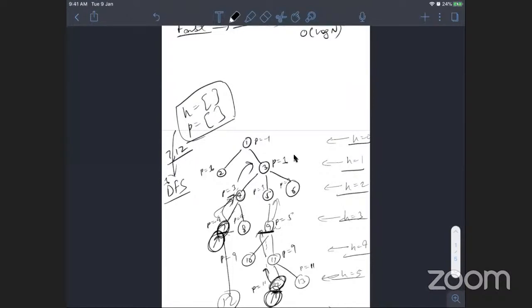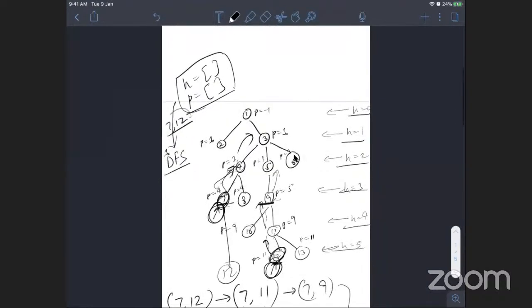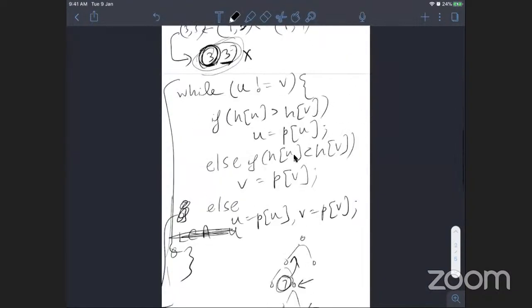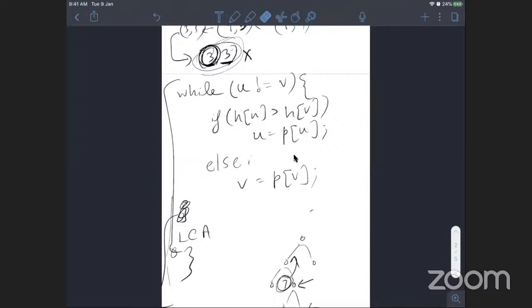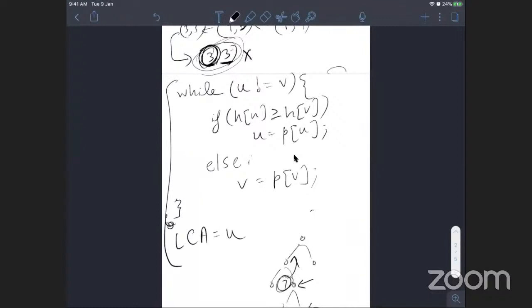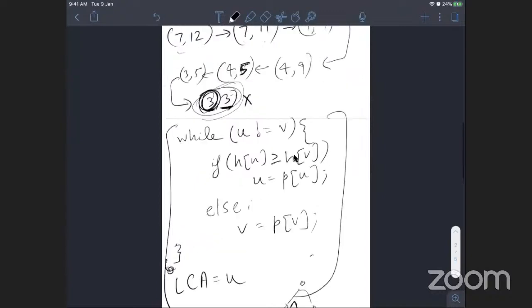And after that, for each query, let's say we got a query 7, 12, we can find the answer in O(N) using this algorithm. I'll just write the simpler version here. One more line: LCA is equal to U. Using this algorithm, we'll find the answer.